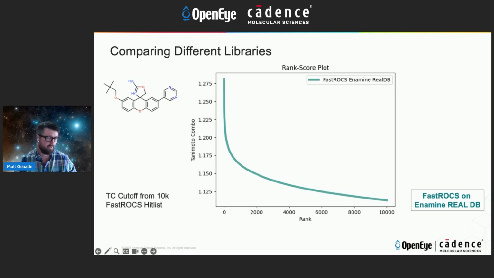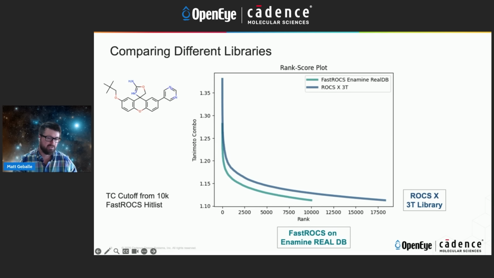So here we took a query and did a FastROCS search on enumeration, which is shown here in teal. And then we took the bottom Tanimoto combo from that 10,000 molecule hit list. So in this case, around 1.1 Tanimoto combo. And we used that cutoff to see, well, how many molecules do we find when we search a larger library with ROCS X above that threshold? So for this query, when we searched the 3 trillion molecule library, we found about 18,000 molecules above that Tanimoto cutoff. So getting close to twice as many molecules from searching this larger library.